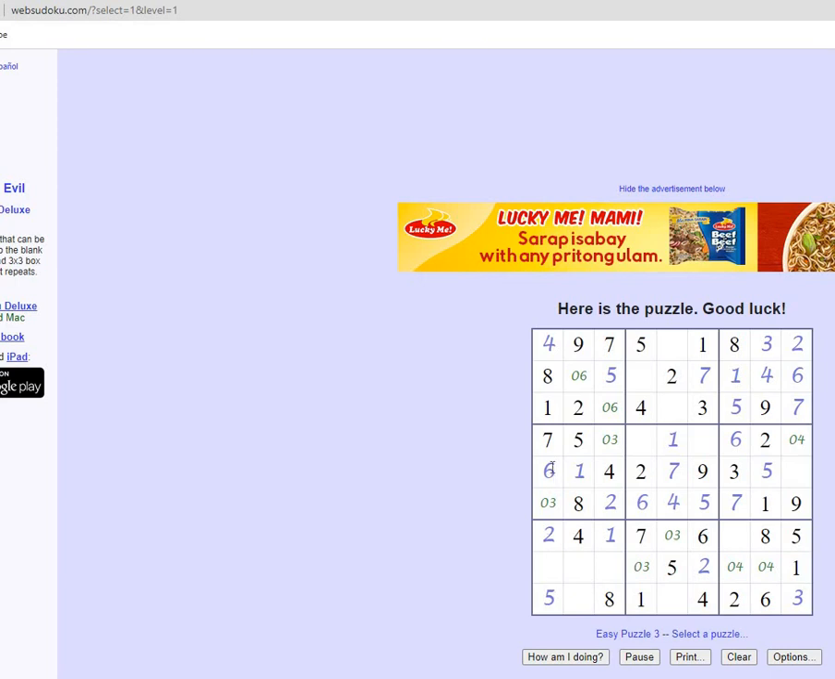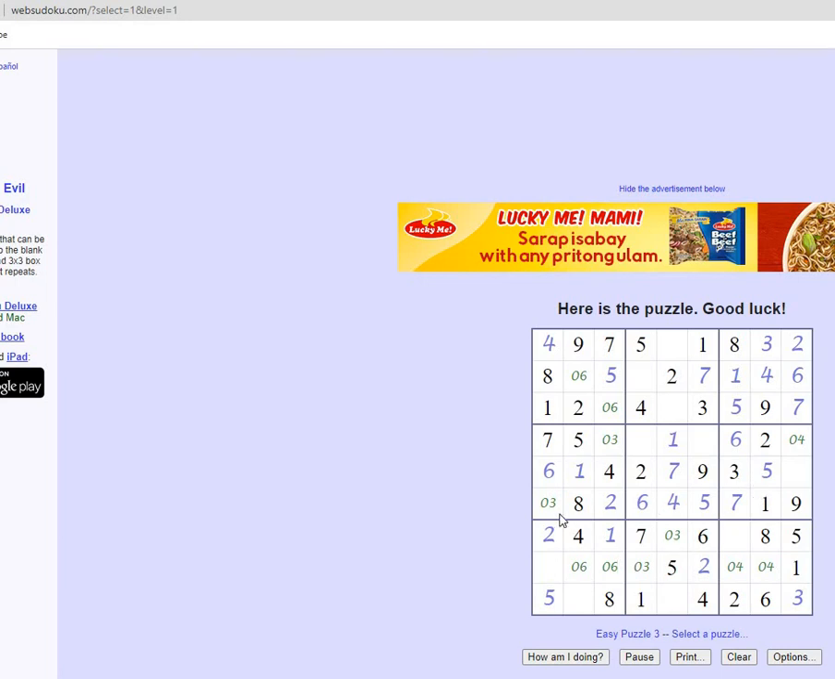There's a 6 here, so you cannot put it here. There's a 6 there. There's a 6 there also, you cannot put it here. So 6 must be here or here. So we put it as a pencil mark. Okay, so where are we now?